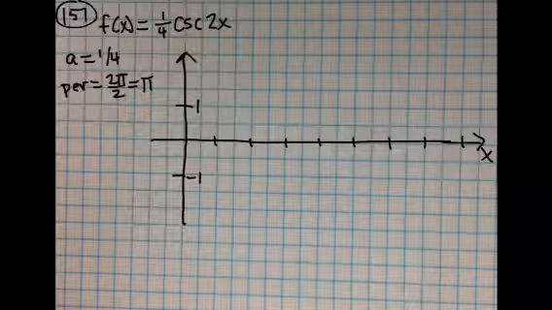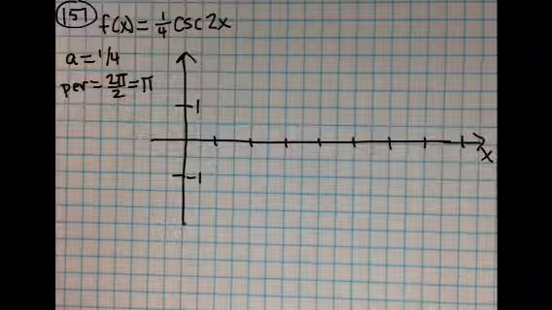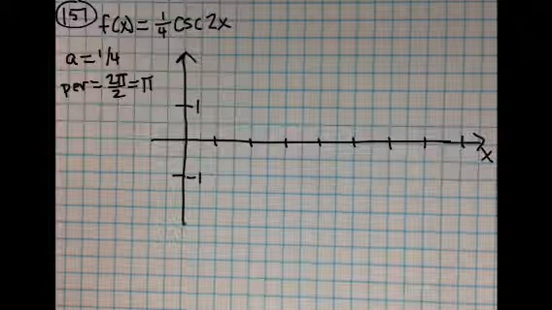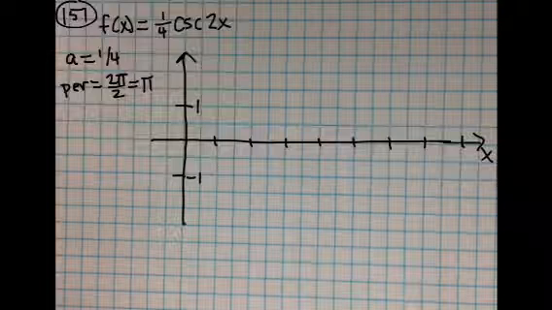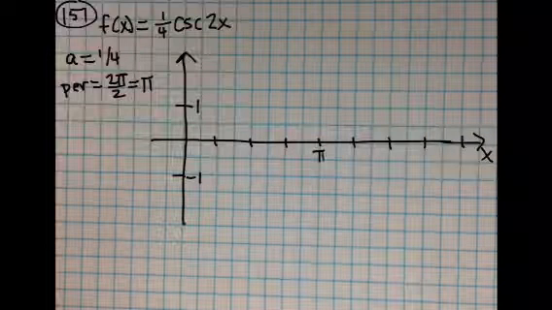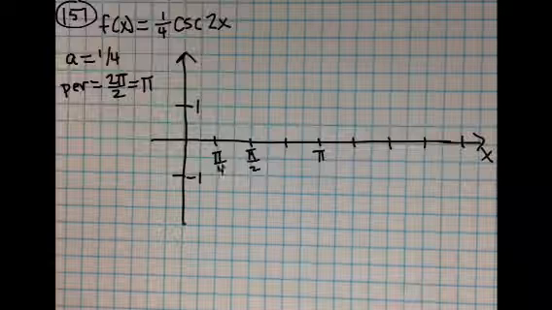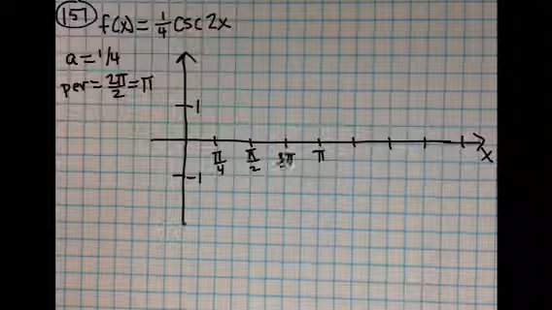So 151 is a cosecant function, so the reciprocal is sine. The period would be 2 pi over 2, which is pi. The a value is 1/4. So on the fourth mark, 1, 2, 3, 4, we're going to label that pi. Then that would be pi over 2. Half of that would be pi over 4. And so that makes this one 3 pi over 4.